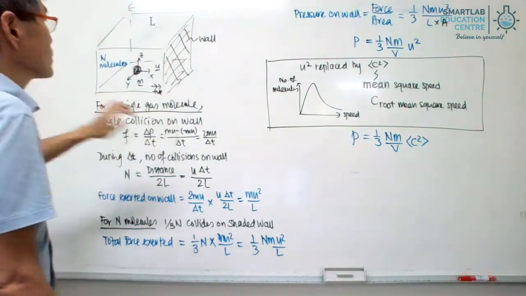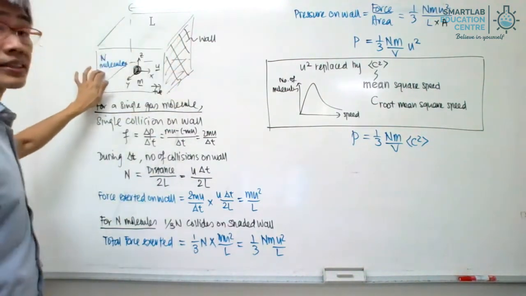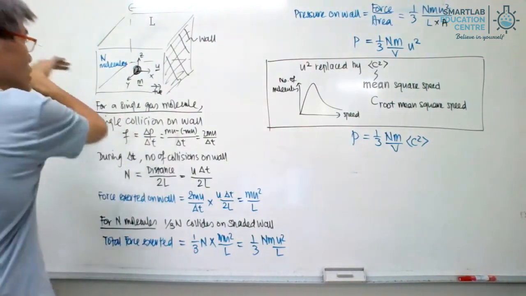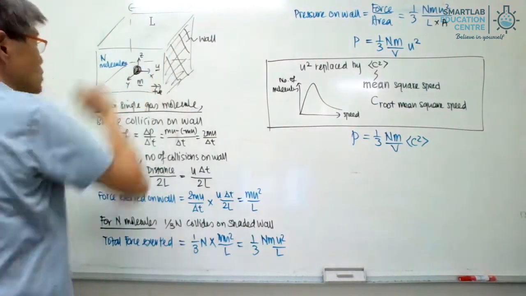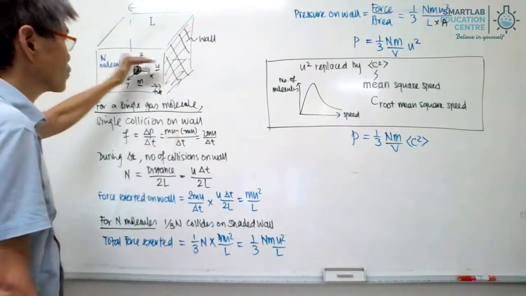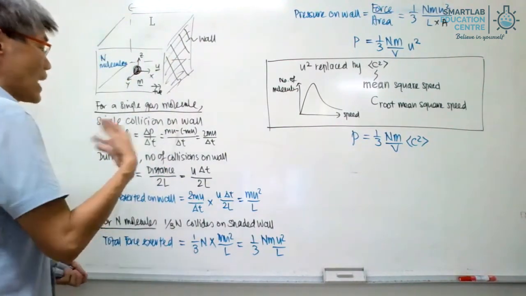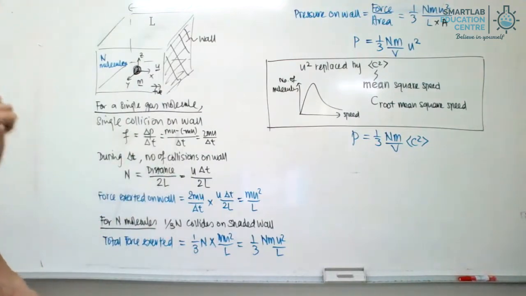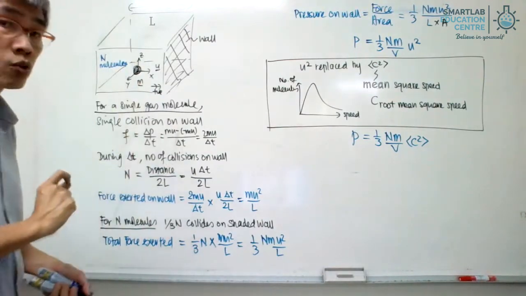Length is L, and you actually have n ideal gas molecules inside, all right? You're going to study a single gas molecule that's moving towards this shaded wall. So as a result of moving and colliding on the wall, it actually creates a change in momentum. And from the change in momentum, it actually exerts a force on the wall.